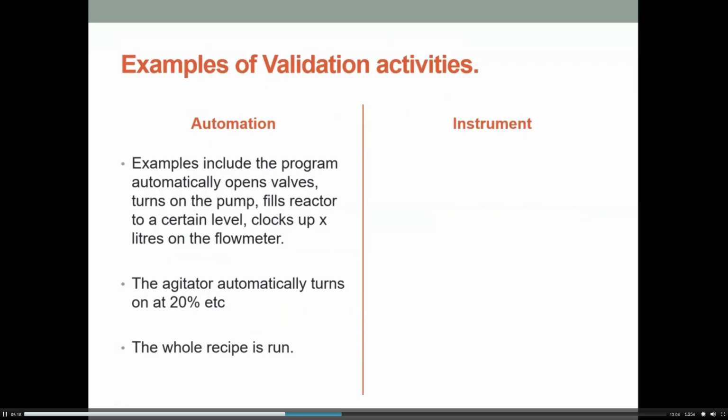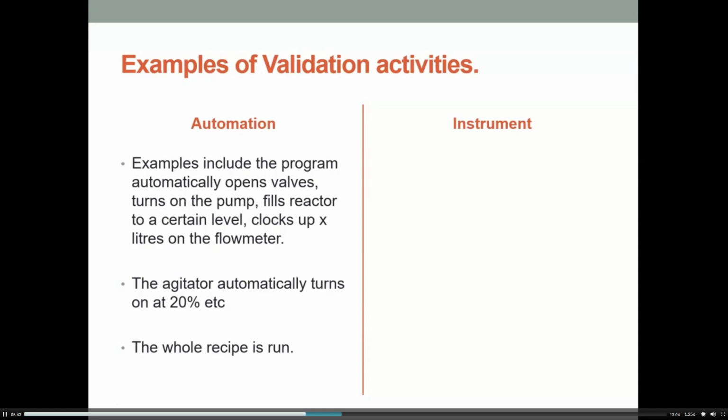Examples of validation activities. If we're looking at a validation activity to do with automation, you might make sure that the program automatically opens valves, turns on the pump, and fills the reactor to the level that you need it to. And you might test the worst case scenario too. What would happen if it overfills? You would clock up X number of litres in the flow meter and check that they're correct.